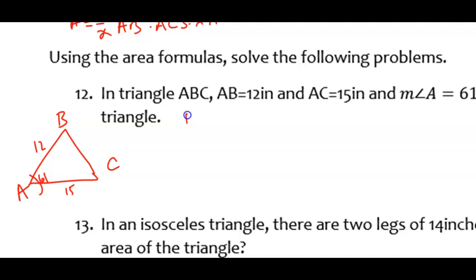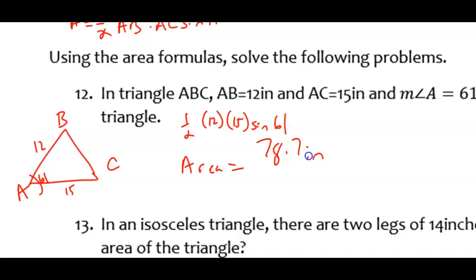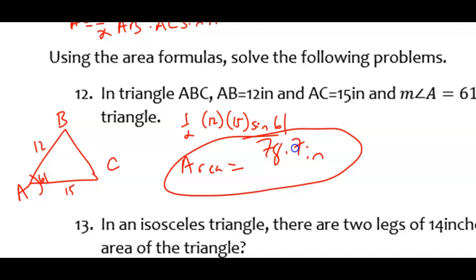So we have 1/2 times 12 times 15 times sine of 61. And when we punch that in, we get area equals 78.7 inches squared.